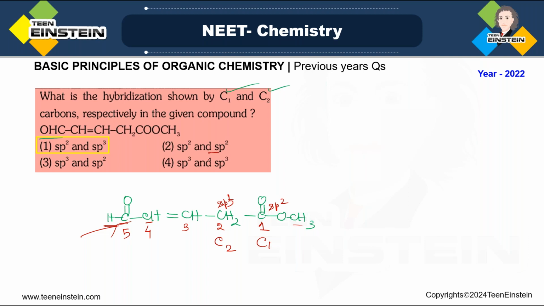So now when you have an aldehyde group and an ester group, you have to give priority to the ester, and that is why numbering starts from the right hand side. That is, from the ester side.